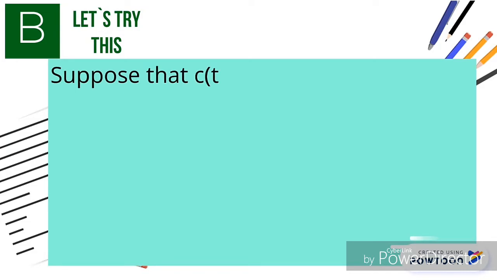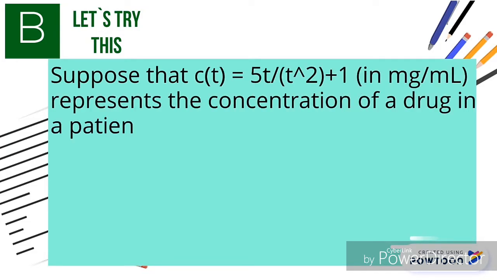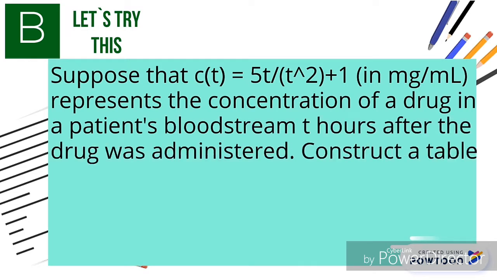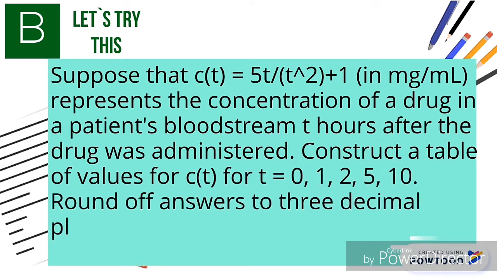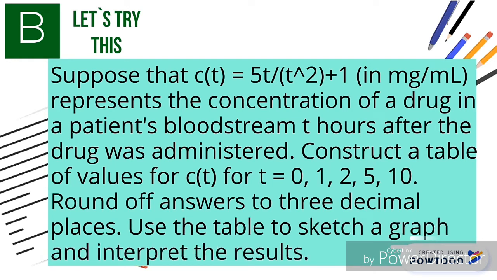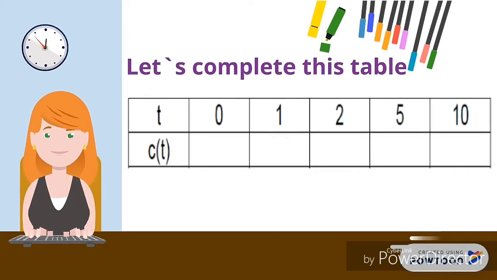Suppose that C of t is equal to 5t all over t squared plus 1 represents the concentration of a drug in the patient's bloodstream t hours after the drug was administered. Construct a table of values for C of t for t is equal to 0, 1, 2, 5, and 10. Round off answers to 3 decimal places. Use the table to sketch a graph and interpret the results. Let's complete this table. If your t is equal to 0, 1, 2, 5, and 10, what is the C of t?